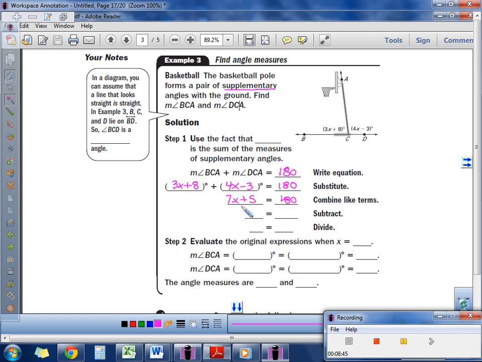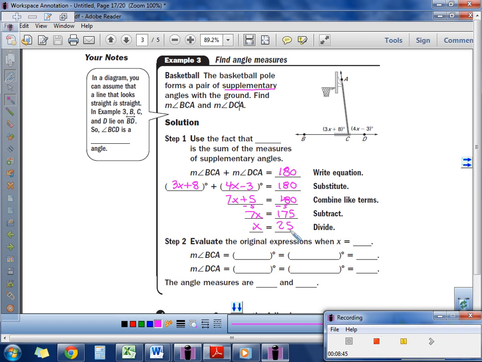Move the 5. How do you move positive 5? Subtract 5 from each side. And you're left with 7x equals 175. You then can divide by 7. When you divide by 7, what do you get for the value of x? 25. You get 25. The common mistake at this point is that a lot of people will stop here. They'll say x equals 25 and they think they're done.